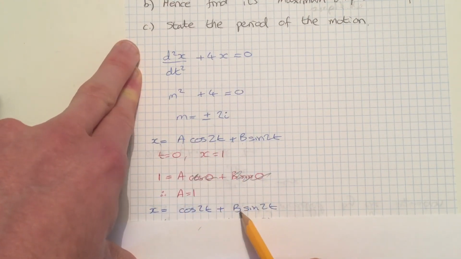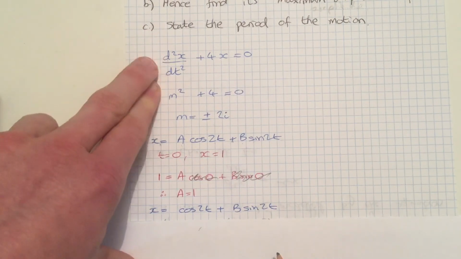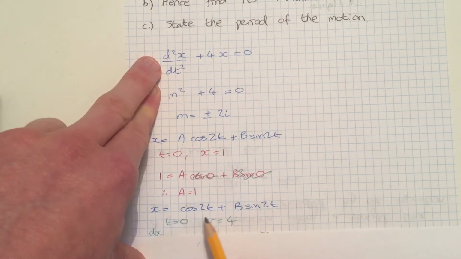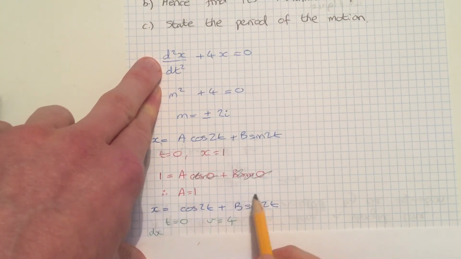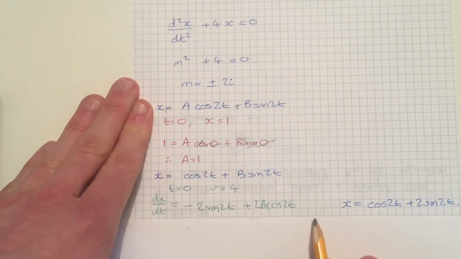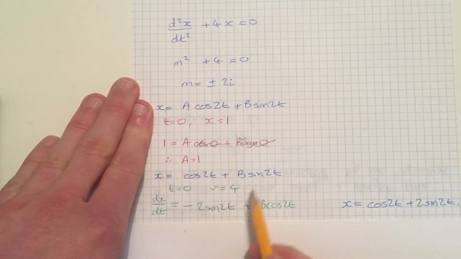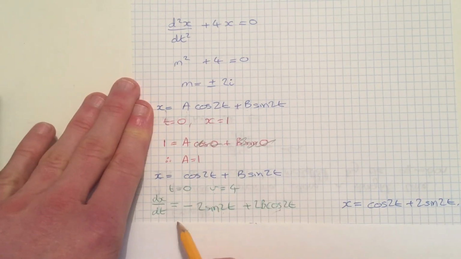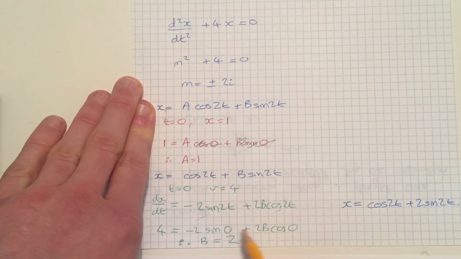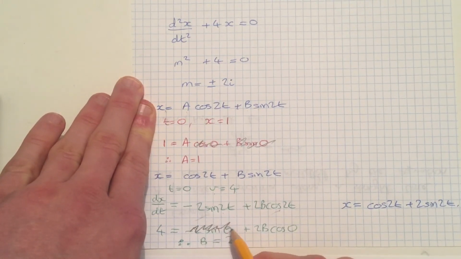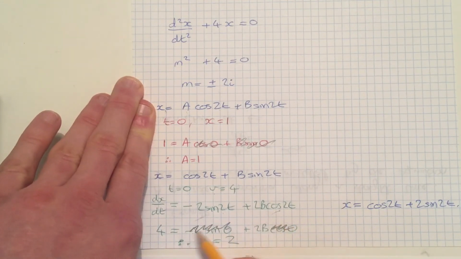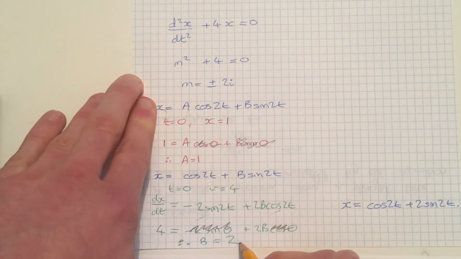Now to work out b, I'm going to use the second boundary condition. So the velocity is 4 when the time is 0. In order to use the velocity, I need to differentiate this to get dx by dt. So if I differentiate this, I get this. If I differentiate this, I get this. Substitute in 4, 0, 0. I get this. Again, I know that's going to be 0 here because sine 0 is 0. I know cos 0 is 1. So 2b equals 4, so b is 2.